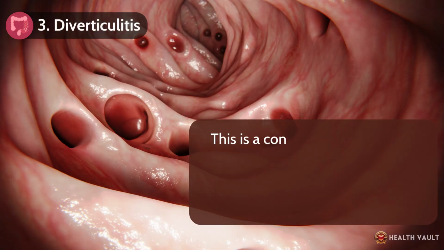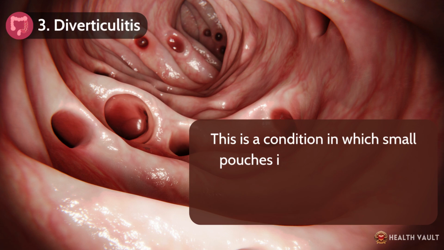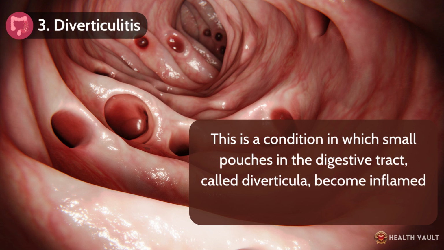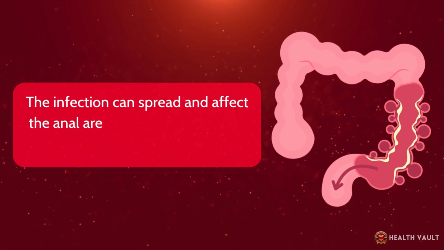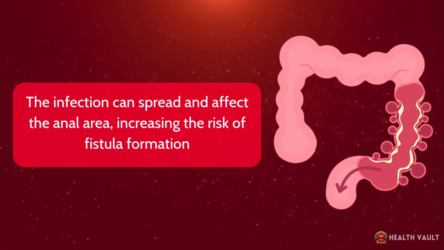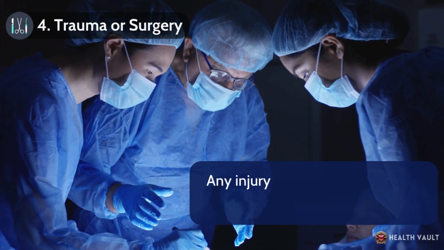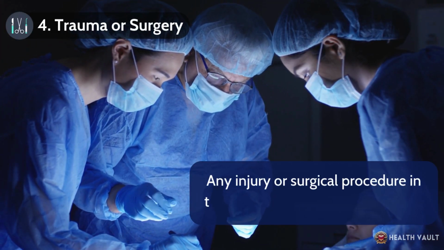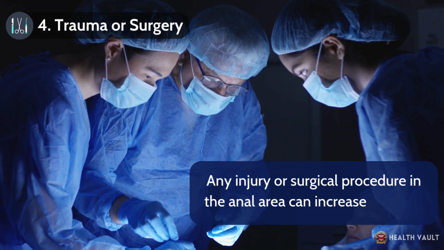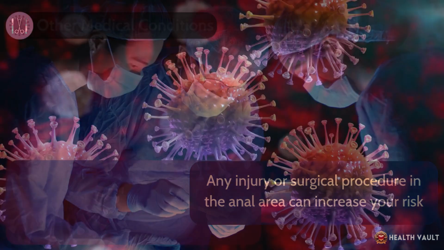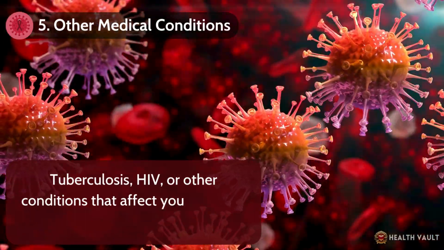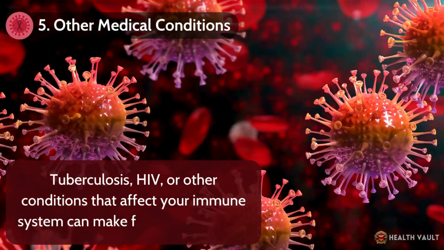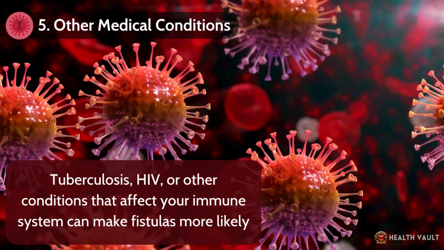Number 3. Diverticulitis. This is a condition in which small pouches in the digestive tract, called diverticula, become inflamed or infected. The infection can spread and affect the anal area, increasing the risk of fistula formation. Number 4. Trauma or surgery. Any injury or surgical procedure in the anal area can increase your risk. Number 5. Other medical conditions. Tuberculosis, HIV, or other conditions that affect your immune system can make fistulas more likely.